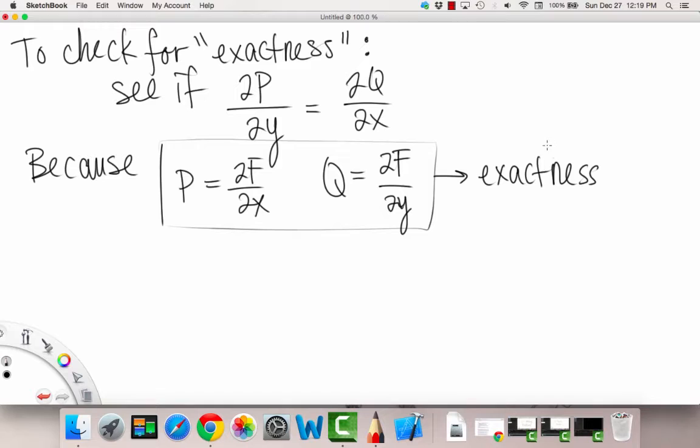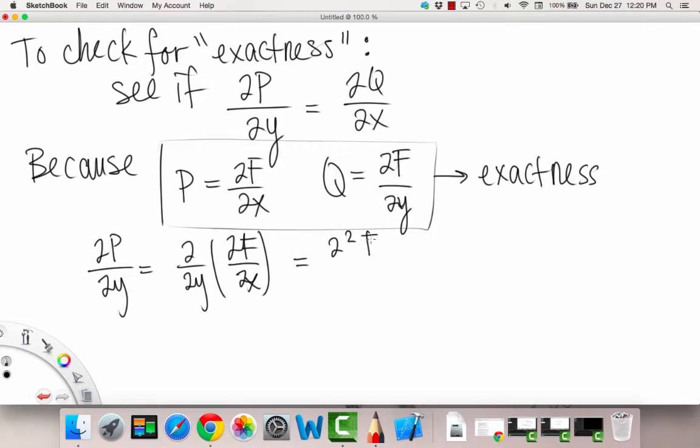So building off of this definition of exactness, this means if something is exact, then we're going to say, well, if we take the partial of P with respect to y, this is equal to the double partial of f, once with respect to x and then with respect to y. Hold on, let me back up here. So this is basically saying that we're taking the partial with respect to y of the partial of f with respect to x. There we go, in that order.